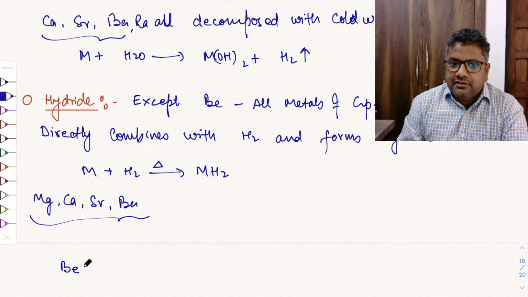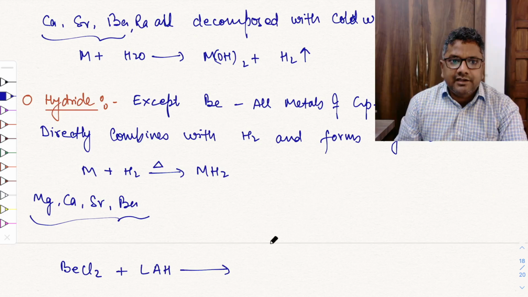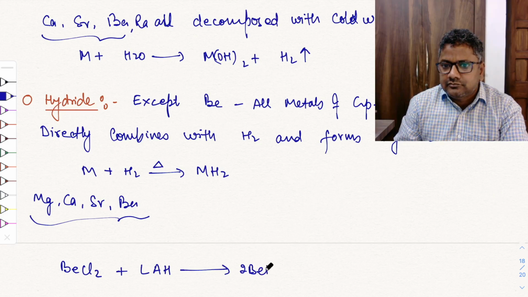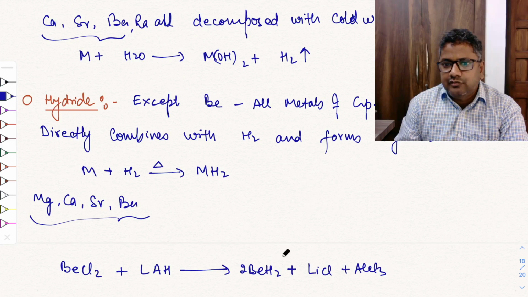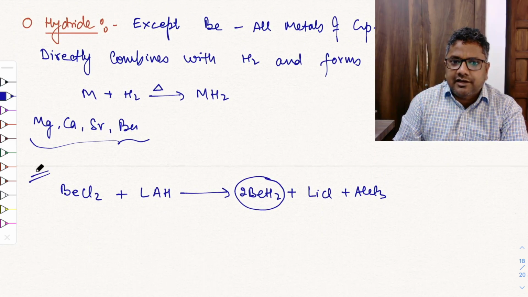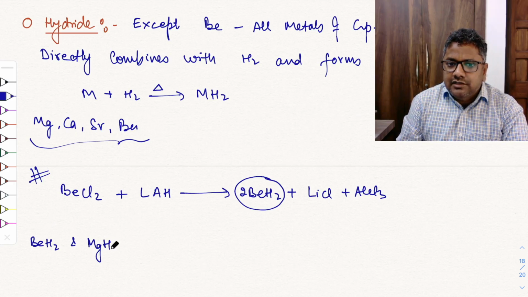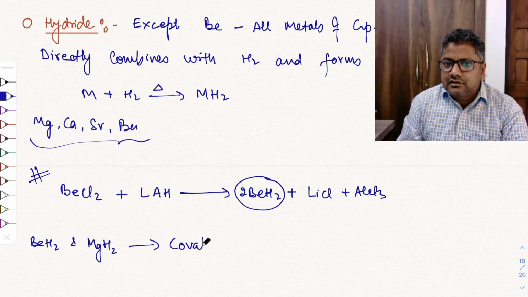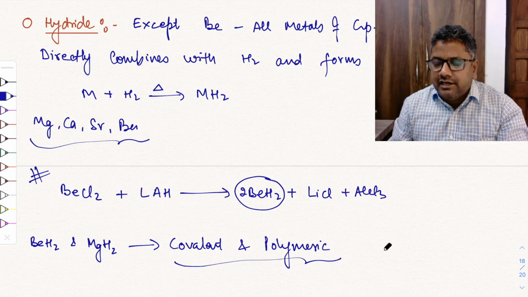Beryllium hydride you can prepare from BeCl2 with lithium aluminium hydride, by reduction of beryllium halide, giving LiCl plus AlCl3. So beryllium hydride you can prepare indirectly. There is no direct preparation of beryllium hydride. This is important. And remember, this is a very important point: BeH2 and MgH2, these two are covalent and polymeric.